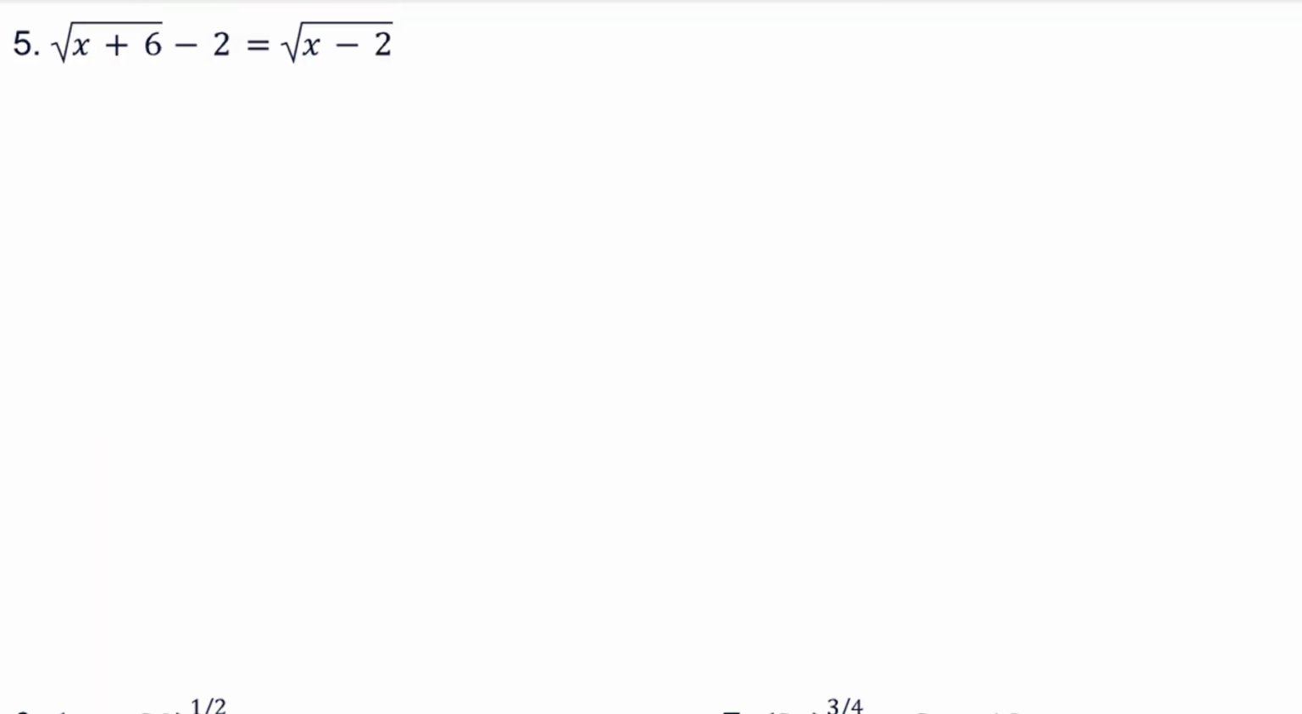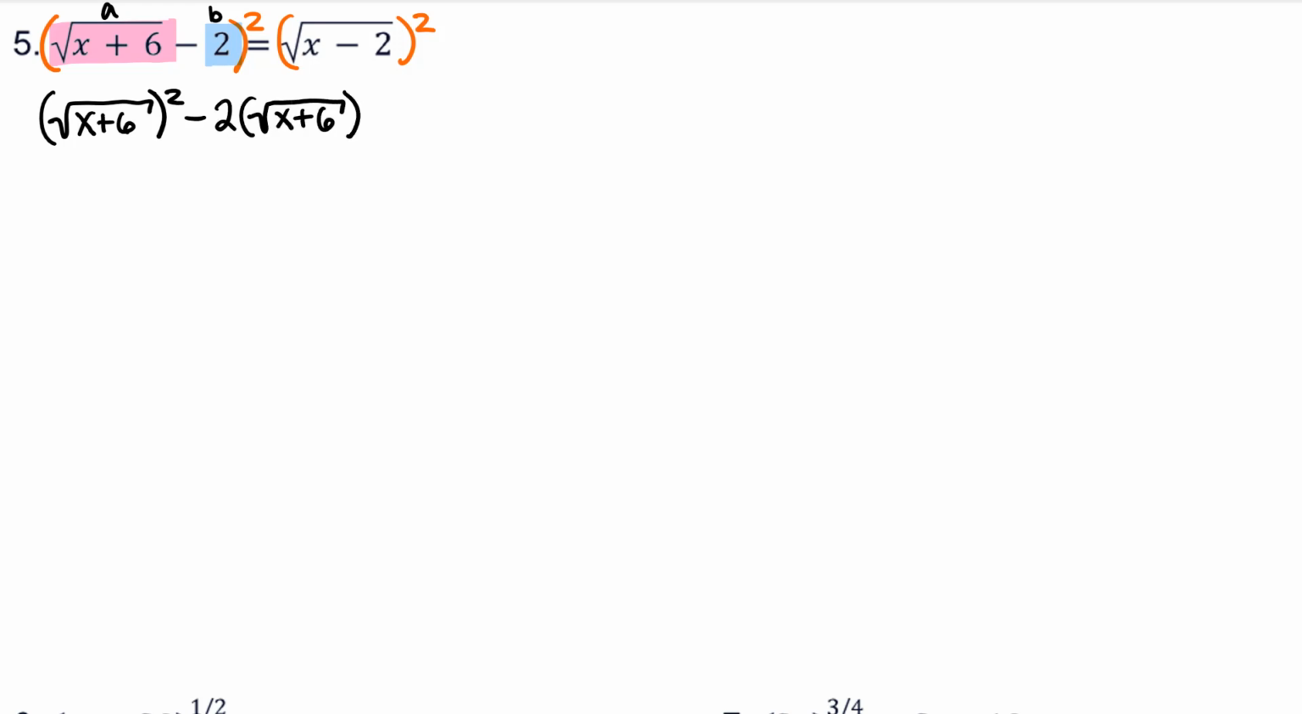Number 5 also has 2 radicals, and we already have one on the left and one on the right. This one is not quite as convenient though, because the radical on the left is not alone. And because we have 2 radicals we won't be able to isolate, we begin by squaring both sides. When you square this, you have a minus b quantity squared, which will expand to be a squared minus 2 times a times b plus b squared. And that's equal to the radicand.